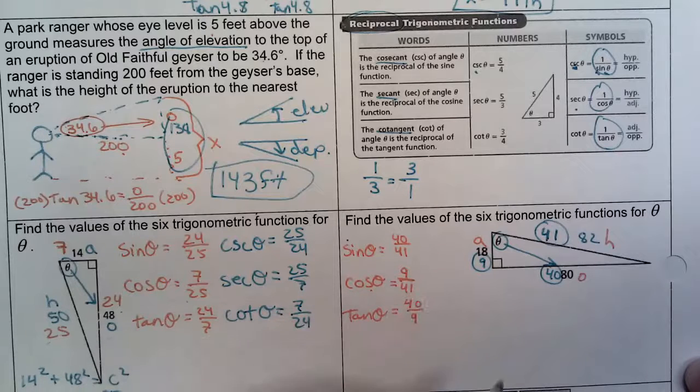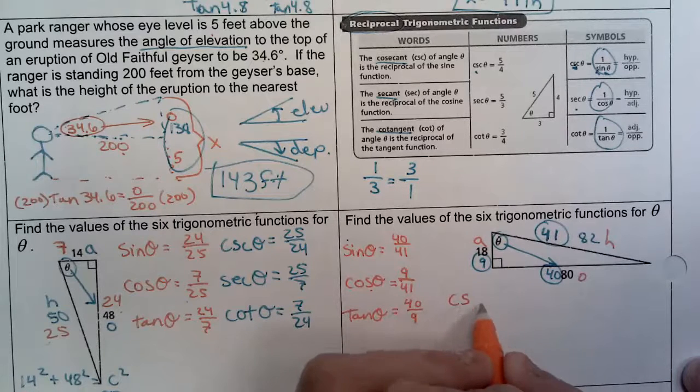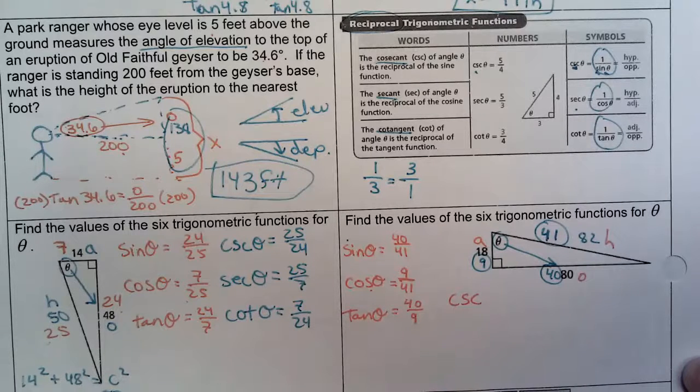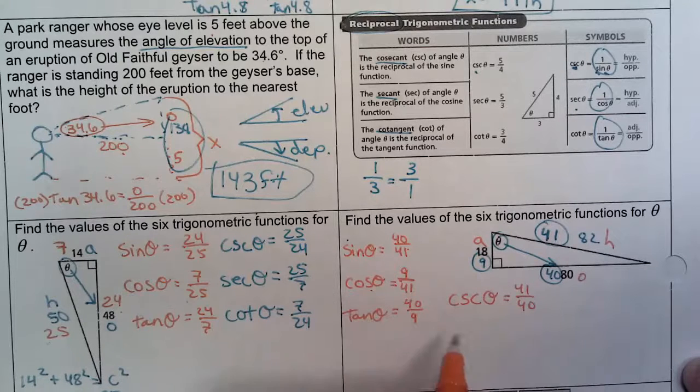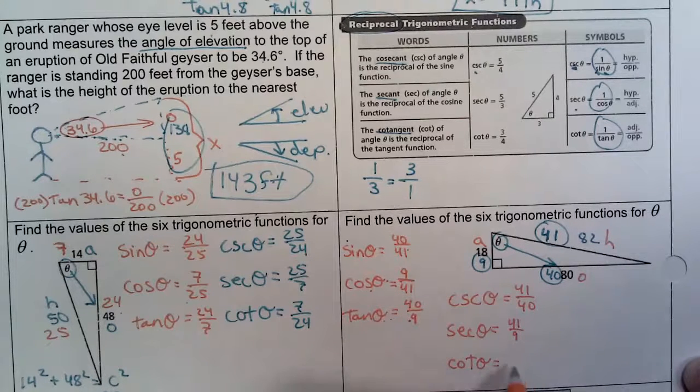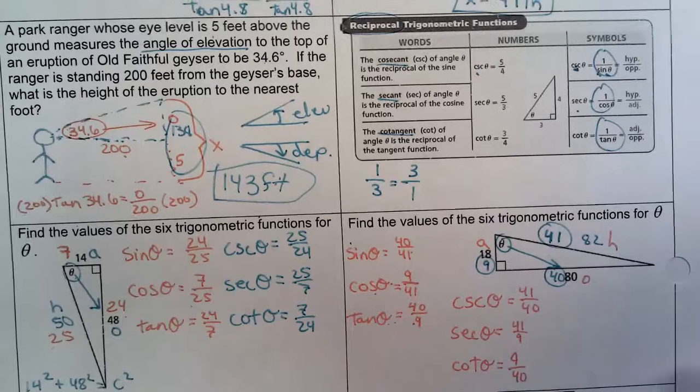Okay. And then for my other 3, I'm just going to switch those. So cosecant of theta is going to be 41 over 40. Secant of theta is the reciprocal of my cosine, so it's going to be 41 over 9. And cotangent of theta is the reciprocal of my tangent, so it's going to be 9 over 40.